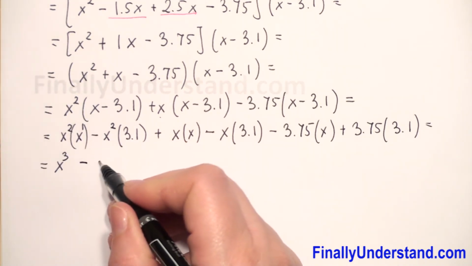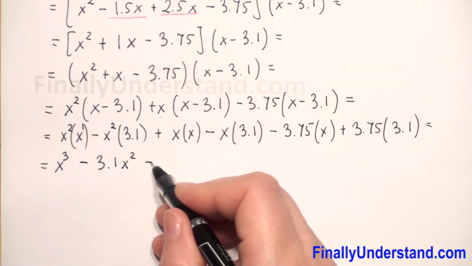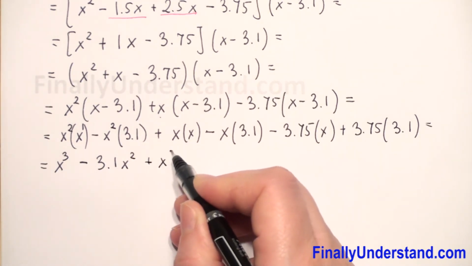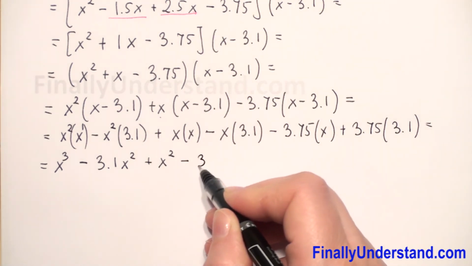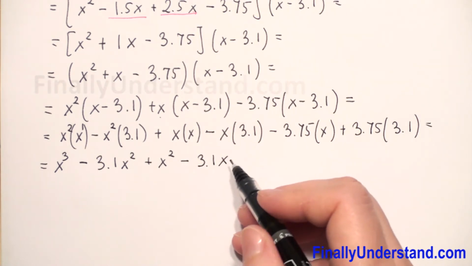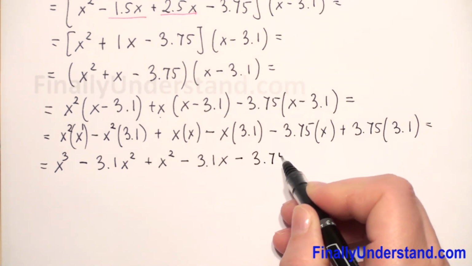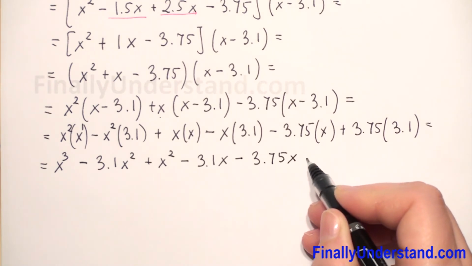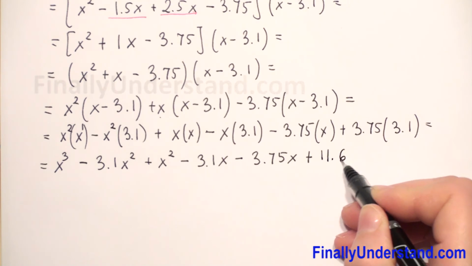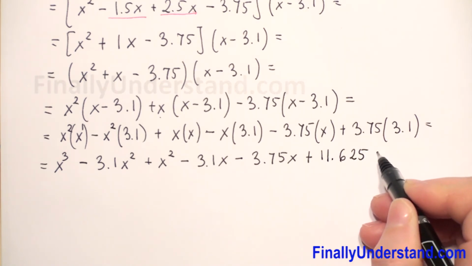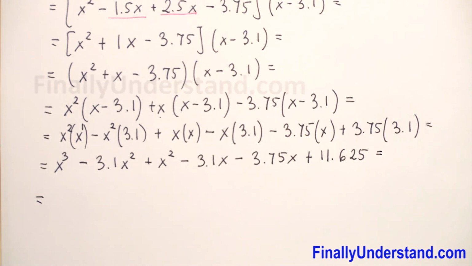minus, first we write the number, 3.1 x squared, next plus x times x is x squared, minus, and again first the number, 3.1 x the last, minus 3.75x, and plus this is 11.625. So this is equal. Now we have to combine the like terms.